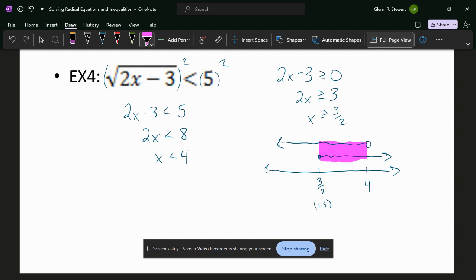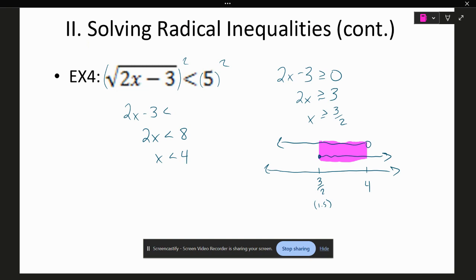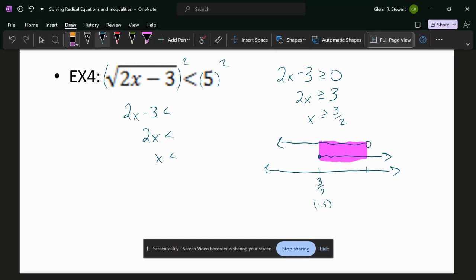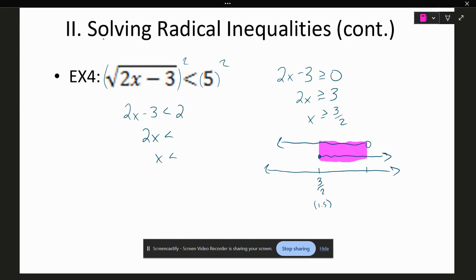Oh my gosh, I forgot to square the 5. Thank you. Hold on a second. We'll get a number that's greater than just 4. There we go. 14. That works a little bit better.